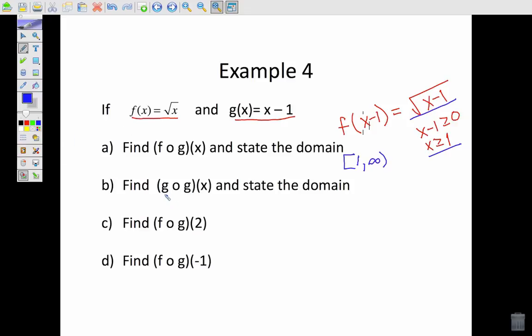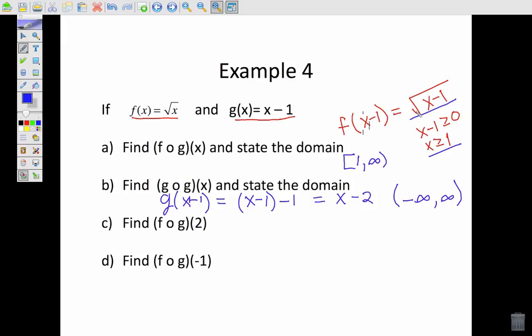All right, other compositions that we can do, finding g of g of x. So this is just saying do g of x minus 1. You're substituting x minus 1 into its own function, so you'd have x minus 1, and then minus 1 again, which is x minus 2. Both of these are linear equations. Your domain, it's a polynomial, from negative infinity to positive infinity.